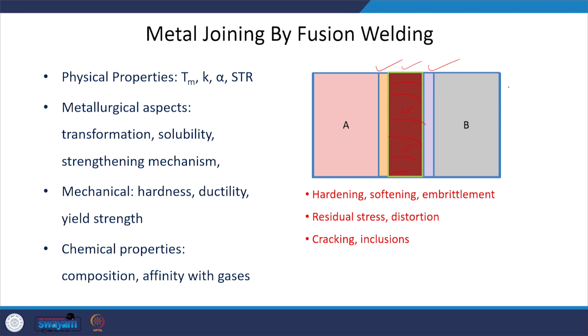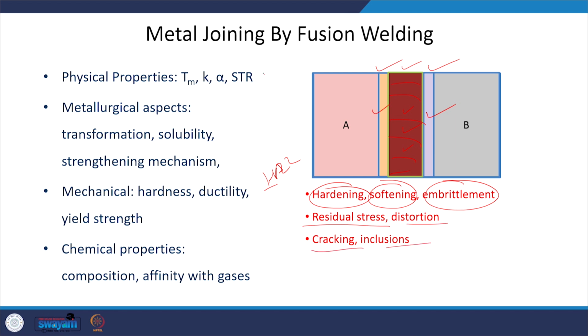So, this is our case of fusion welding, where two heat affected zones on the two sides and one weld zone are formed, and that will lead to a compromise in the properties of the base metal. That compromise in the heat affected zone may appear in the form of hardening, softening or embrittlement, and development of residual stresses, which will lead to distortion, cracking and inclusions.